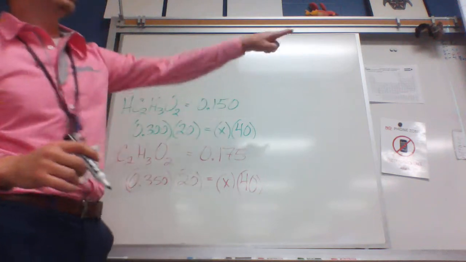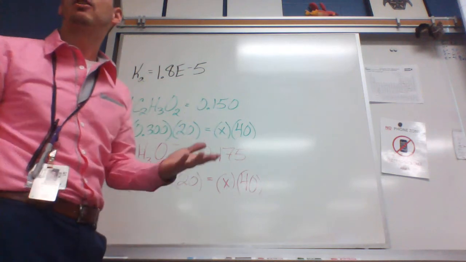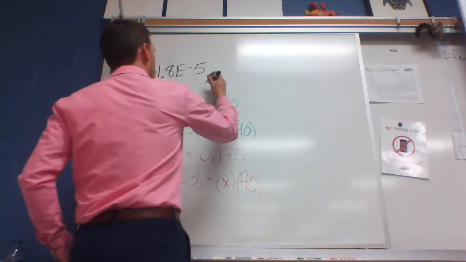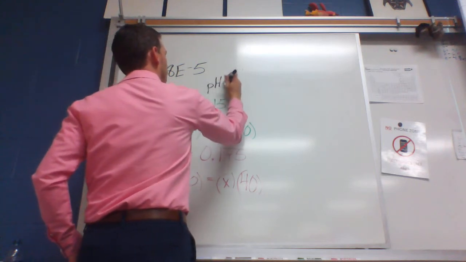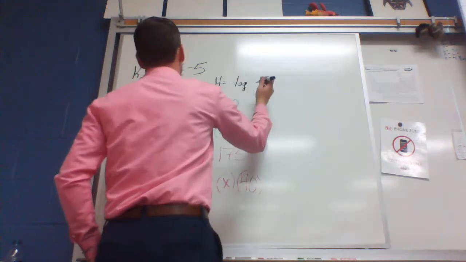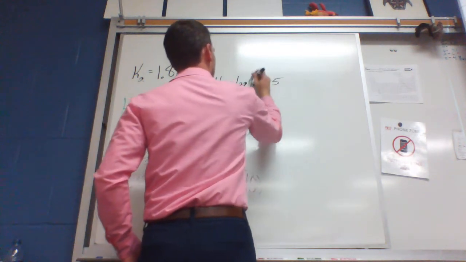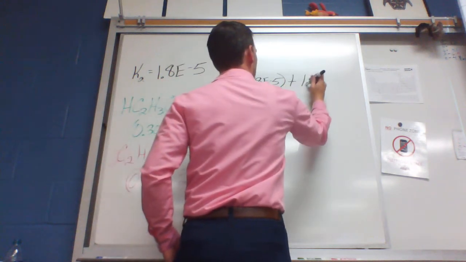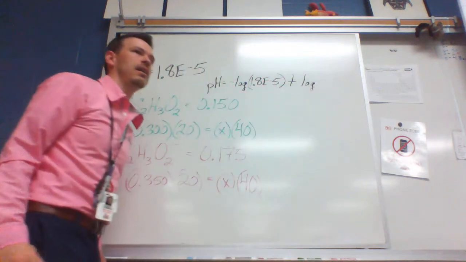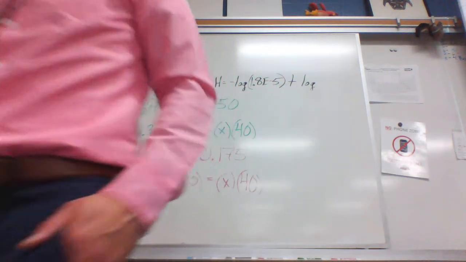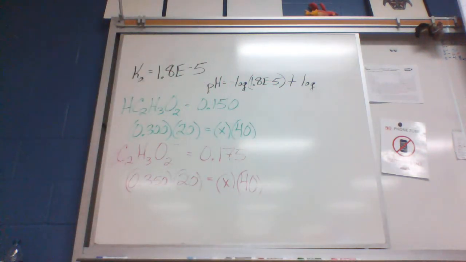Hey, look, it wants pH, and we're using a Ka. That's good news, right? Yes. So we're going to go pH equals the negative log of 1.8 E negative 5 plus the log. Solve. See if you can finish it. Remember, it's always the item that came from the salt that gets to be the top number.